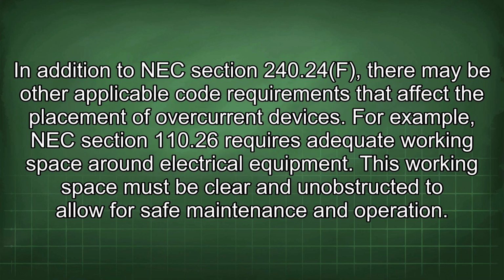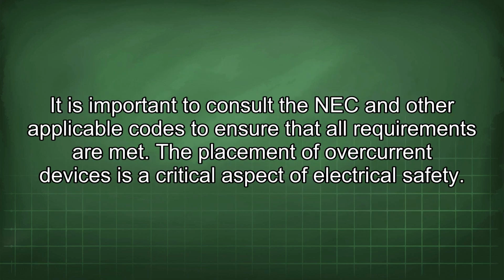In addition to NEC Section 240.24(F), there may be other applicable code requirements that affect the placement of overcurrent devices. For example, NEC Section 110.26 requires adequate working space around electrical equipment. This working space must be clear and unobstructed to allow for safe maintenance and operation. It is important to consult the NEC and other applicable codes to ensure that all requirements are met.